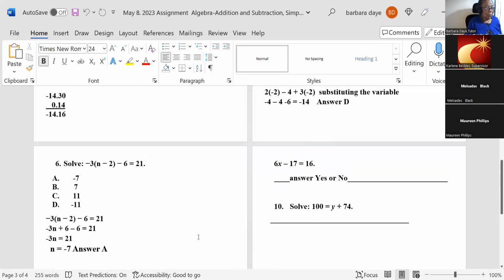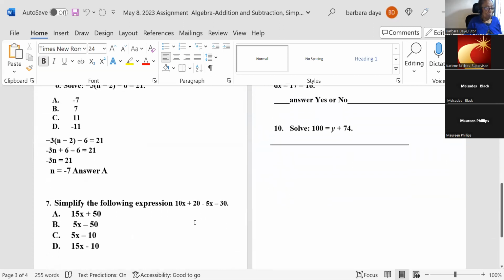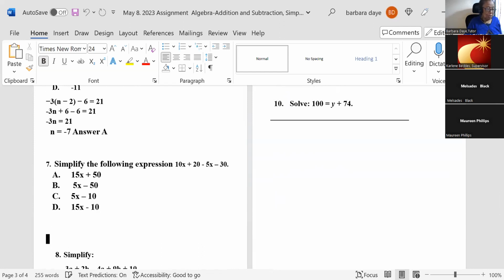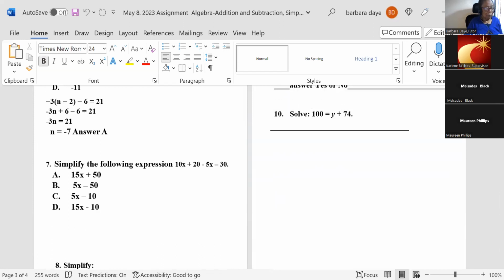Maureen, you got that one? Yeah. Okay. All right. Now here's one that says simplify. Here again, you're combining like terms. Maureen, what's the answer? I figure I get C for my answer. Okay. How did you get C?